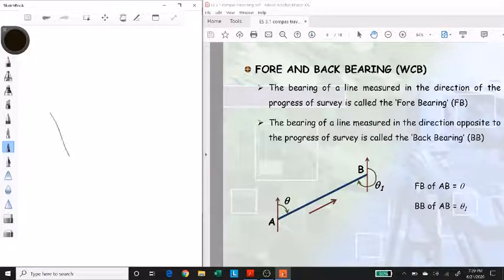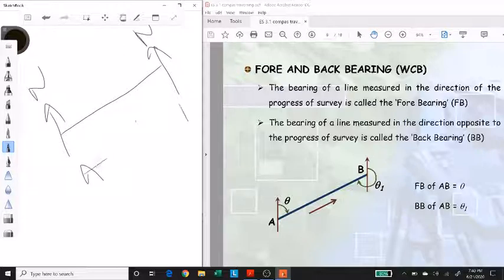So let's see it over here in this figure. So this is the direction of the north, and if the length of the line is not too much, that means the direction of the north would remain the same, standing at either point. So let's say this is point A and this is point B, and I am standing at A looking at B. So this angle over here is my forward bearing of the line AB, and standing at B looking at A, the bearing is always clockwise. So this would be my back bearing of the line AB.